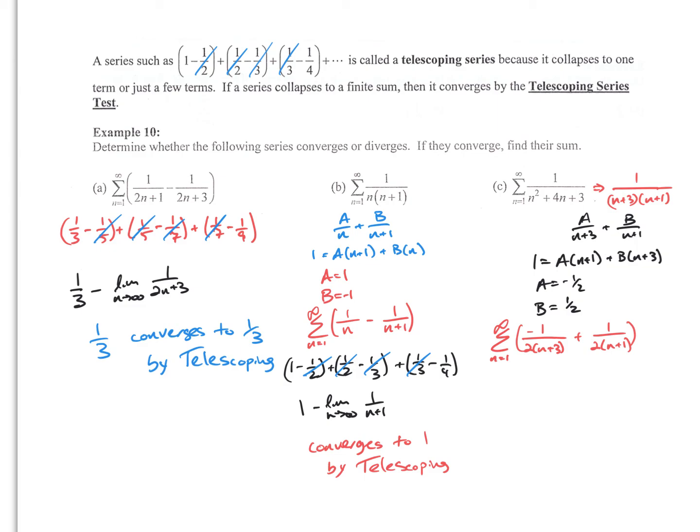What's my first term? Negative 1 over 8 plus 1/4. Plus, what's my next term? Negative 1/10 plus 1/6. Man, nothing's canceled so far. Oof. All right, let's do another one. Then what? I'm feeling good about this one. Negative 1/12, and then plus 1/8.